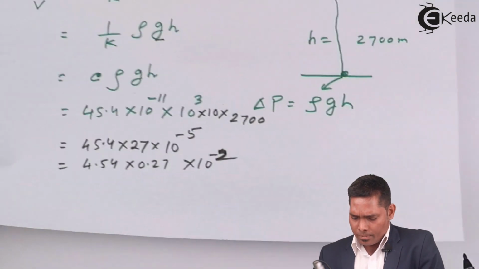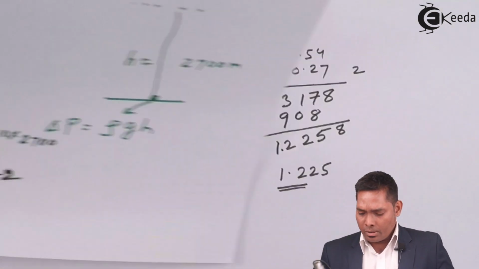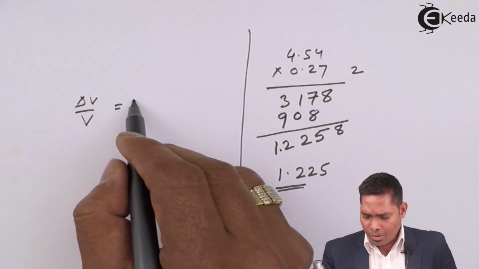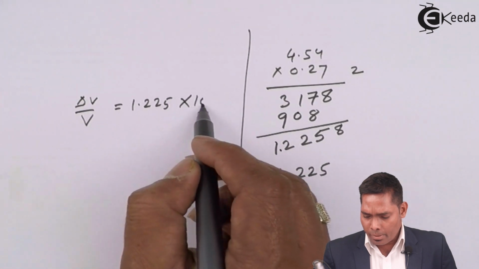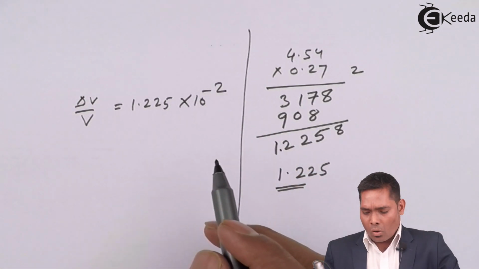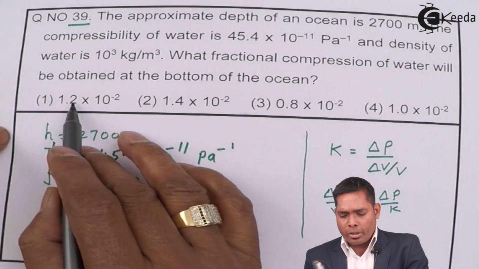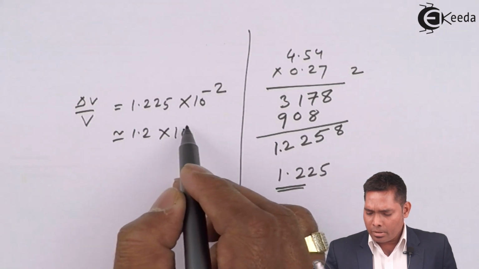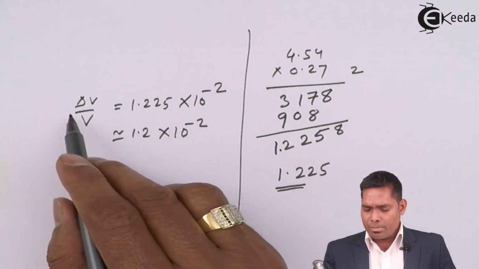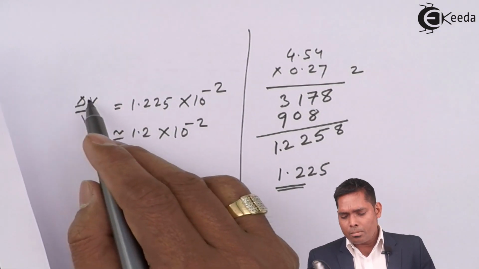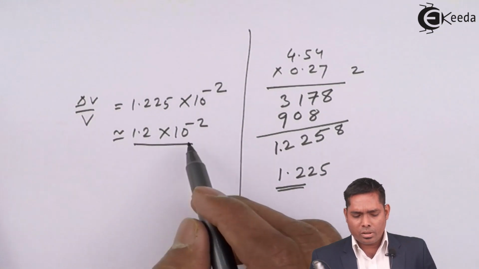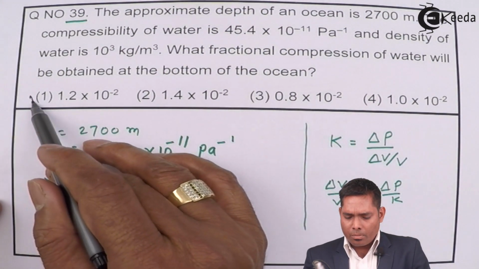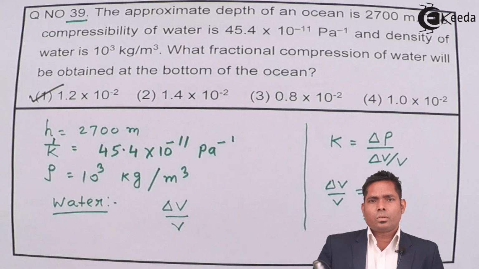So this number is delta V over V. I'm getting 1.225 times 10 to the power minus 2. If I see the options, then 1.2 times 10 to the power minus 2 is the nearest answer. So approximately it is 1.2 times 10 to the power minus 2. This is unitless because this is a fractional change. Same quantities are divided, so no unit, only this is the answer to this question. So the answer to this question is option number 1. That is the correct answer. Okay, thank you.